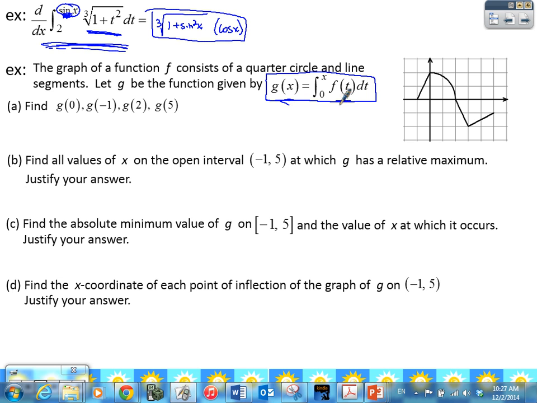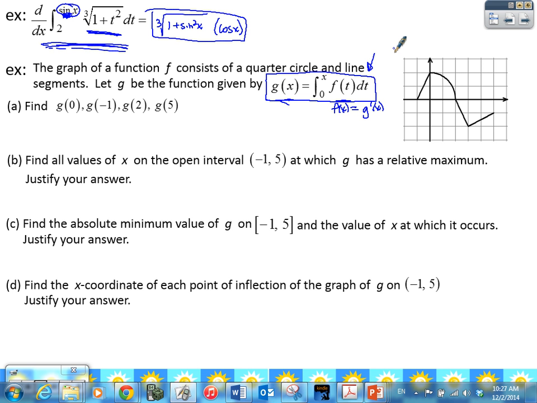So f of t, or actually as I sub the x in, f of x is what to g of x? It's the derivative. So f of x is the derivative of g of x. These are equivalent. That's what it is. All right? That's what this defines it as. That is the derivative.